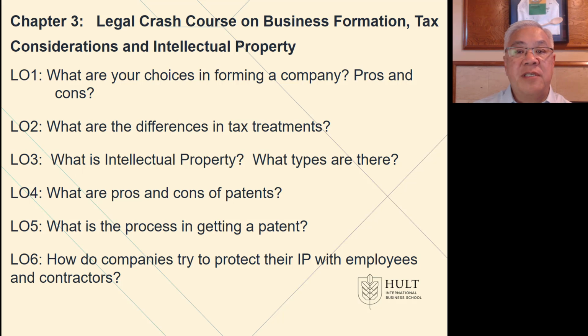First is, what are the choices we have when we start our company in terms of legal form? Second is, what are their tax considerations, which are substantially different? Third is, what is intellectual property? We often think of these only as patents, and there's far more types of intellectual property than patents. So we'll go through that. This is essential for your planning and protection, and also for your conversations with eventual funders.